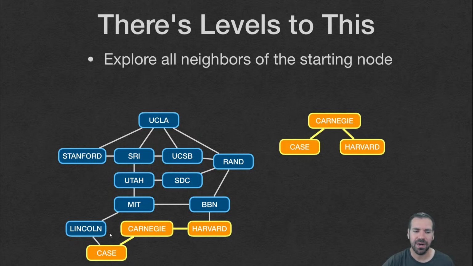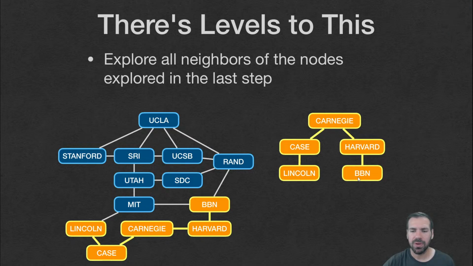So then Case and Harvard are going to explore Lincoln and BBN respectively. So we'll go down and explore those new nodes. Then with Lincoln and BBN, they are both going to fight over MIT. The important thing here is that only one of them is going to explore MIT. And this decision is made arbitrarily, which is a decision you won't even have to make in your code. We'll see later that the decision just happens. But for the slide, I have to make the decision. So I'm going to choose Lincoln to explore MIT.